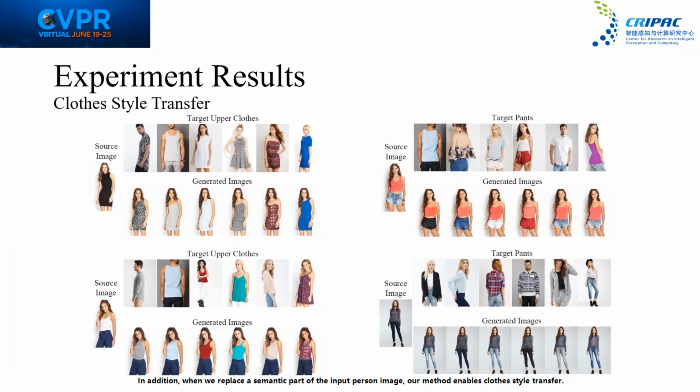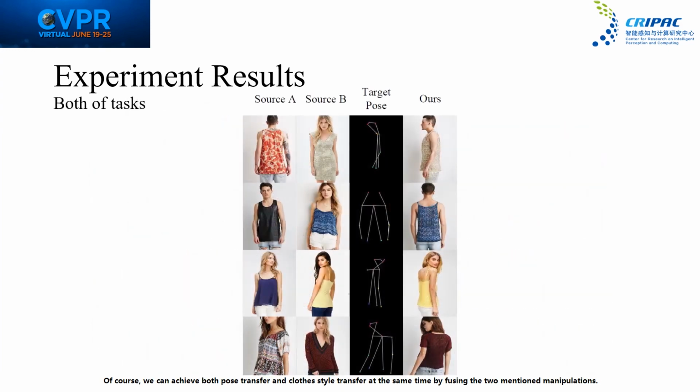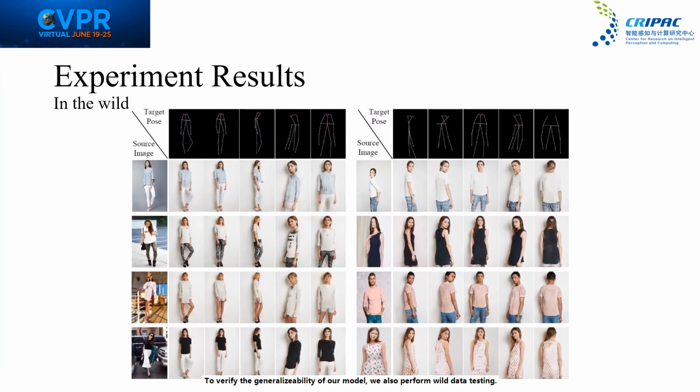In addition, when we replace a semantic part of the input person image, our method enables clothes-style transfer. This slide shows the generation results by changing the upper clothes and pants of the input person images. Of course, we can achieve both pose transfer and clothes-style transfer at the same time by fusing the two mentioned manipulations. To verify the generalizability of our model, we also perform wild data testing.